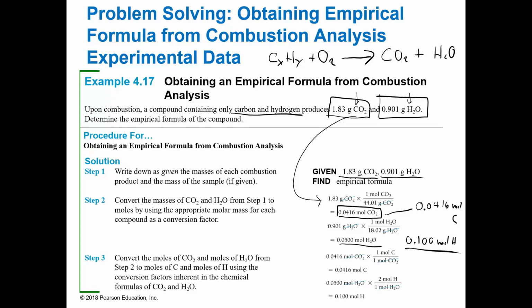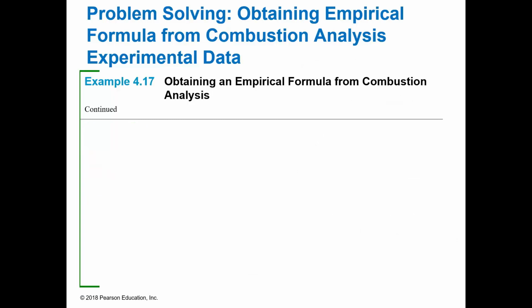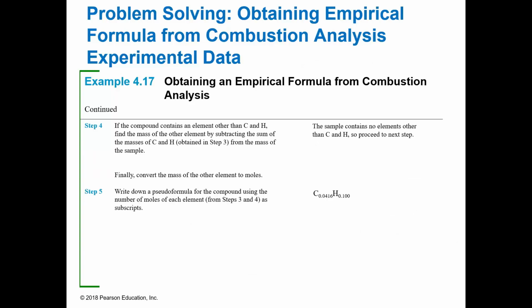So that's what this is here, right? For every 1 mole of carbon dioxide, you had 1 mole of carbon in the original sample. So we have 0.0416 moles of carbon. For every 1 mole of water, we have 2 moles of hydrogen in the original sample. So you multiply that by 2, you get that 0.1 moles. And then you look at the ratio, right?